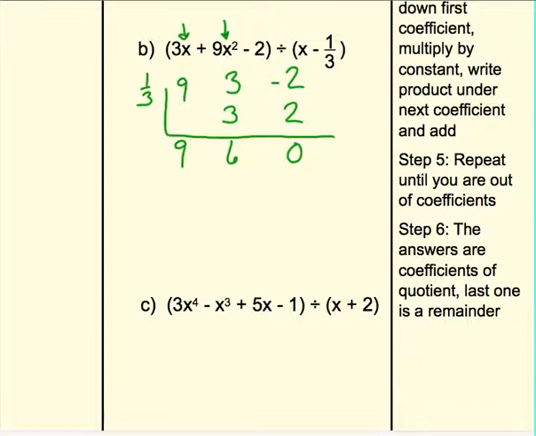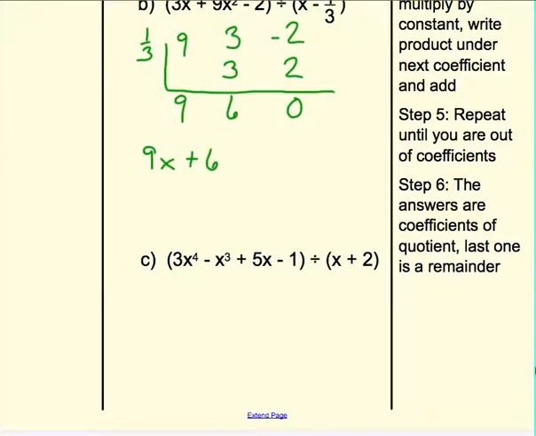So in this case, when that last number is 0, it means we don't have a remainder. So here's our quotient, 9x plus 6. Now remember that the highest power, the degree on our dividend, was 2. So the degree on our quotient starts 1 less than that, in this case 1.